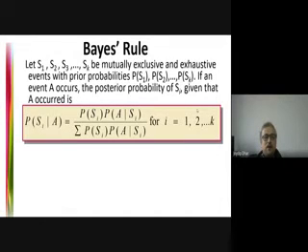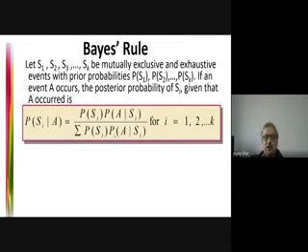Let S1, S2, S3, ..., Sk be mutually exclusive and exhaustive events with prior probabilities P(S1), P(S2), ..., P(Sk). If an event A occurs, the posterior probability of Si we can calculate by this formula. A has already occurred, so what is the chance that it is Si? This formula is called the Bayes' rule.